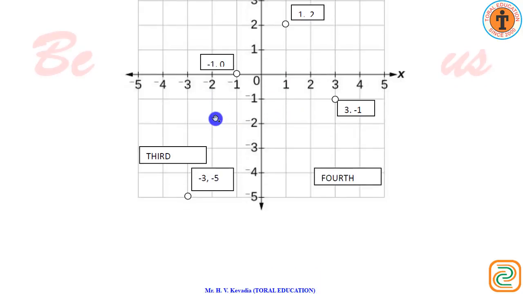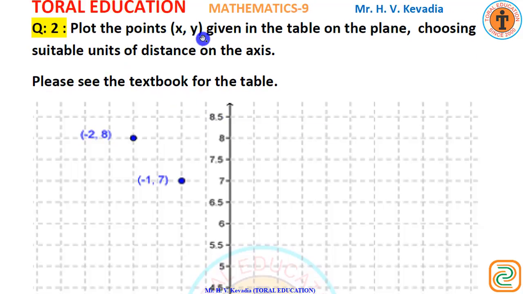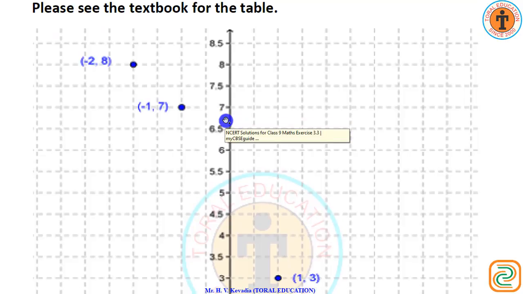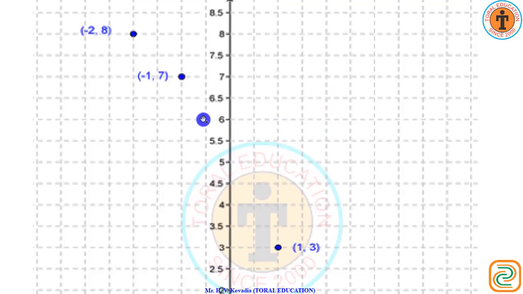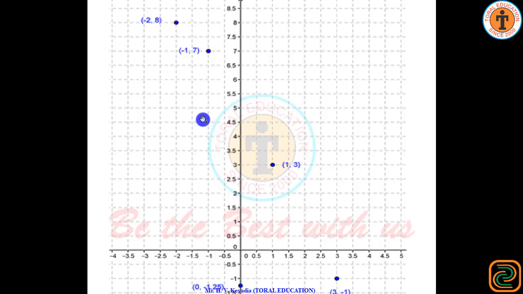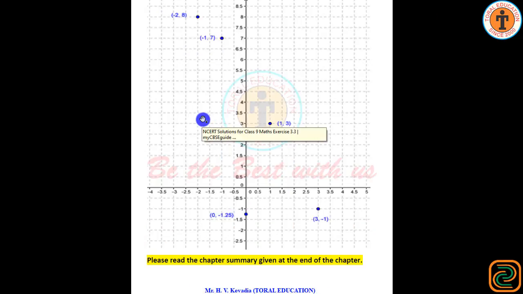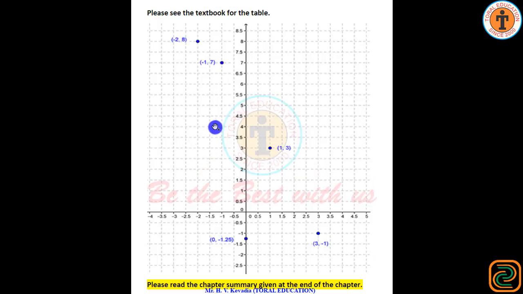Now another one: plot the points (x, y) given in the table on the plane, choosing suitable units of distance on the x-axis. I have chosen this on the x-axis, right? I will show you by doing a smaller one. Now we will see here. I have taken 0.5, minus 0.5, 1, minus 1, minus 1.5. So the scale measure on the x-axis and y-axis both is 1 centimeter equals 0.5.